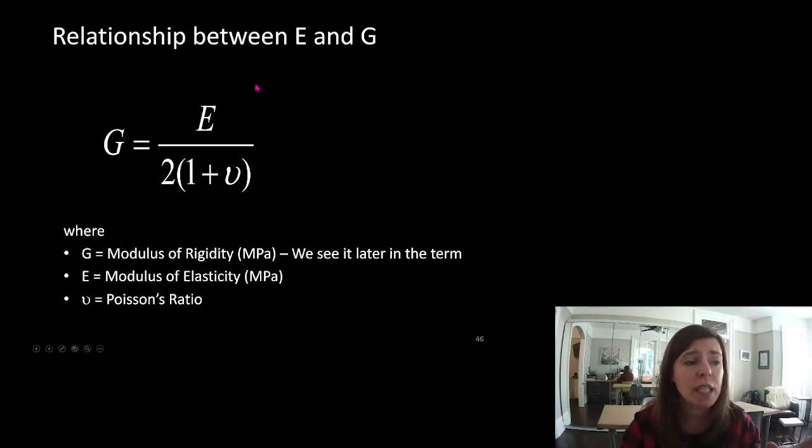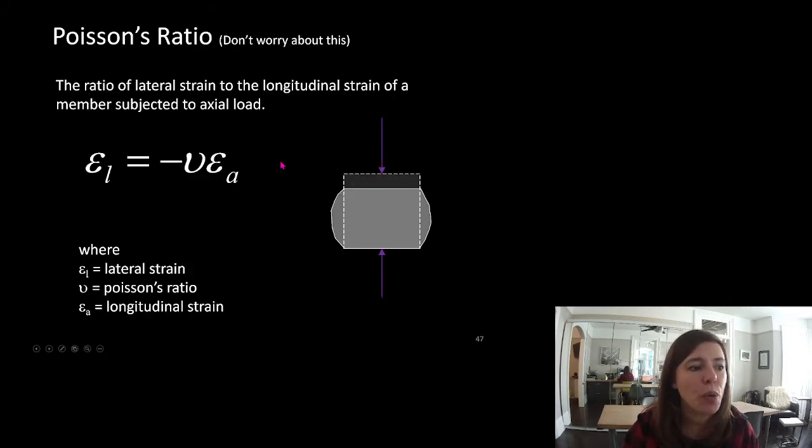So again, you don't need to memorize this. I'm not going to test you on it, but I want to show you what that is. You can see how it bows out here. Well, this is our Poisson's ratio. It's the ratio of lateral strain to the longitudinal strain of a member subjected to axial loads. Don't worry about it. I just wanted to tell you that G comes from E, and there is a relationship here about this bowing and a skew angle, and they are all kind of interconnected to each other.